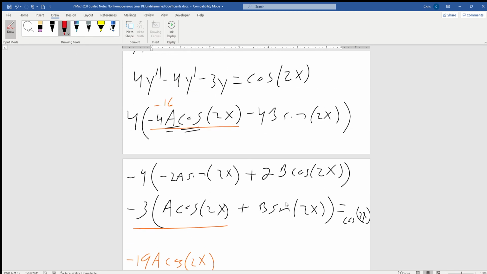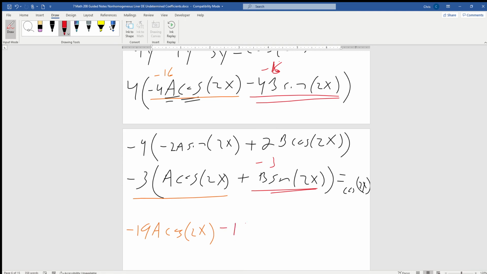And we also have the same thing going on with these b's. So we have negative 4b sine 2x and negative 3b sine 2x. Remember, that's negative 16 from the 4 times the 4, and then negative 3, so it's another negative 19b sine 2x. That takes care of those two combined, and then unfortunately we still have these unlike terms. They're unlike anything else, so we're just going to add those in.